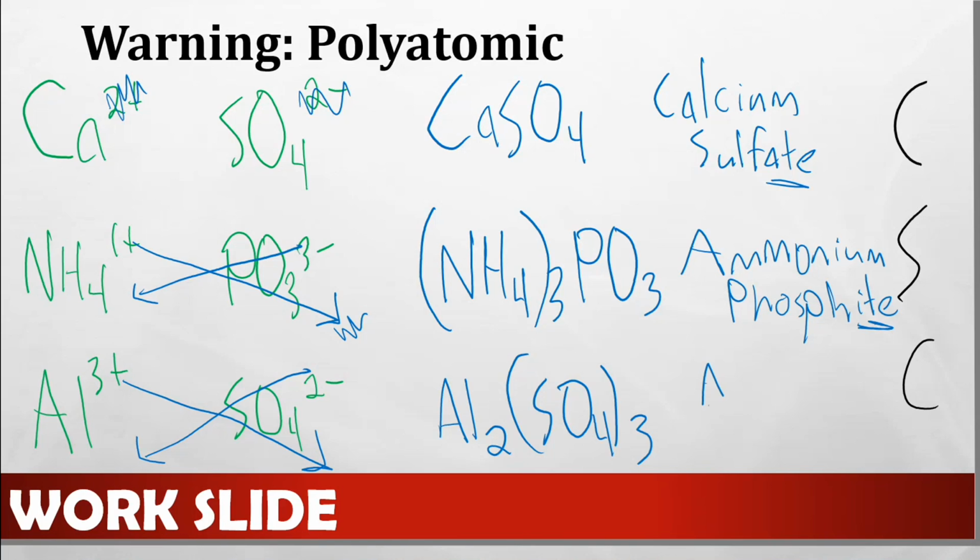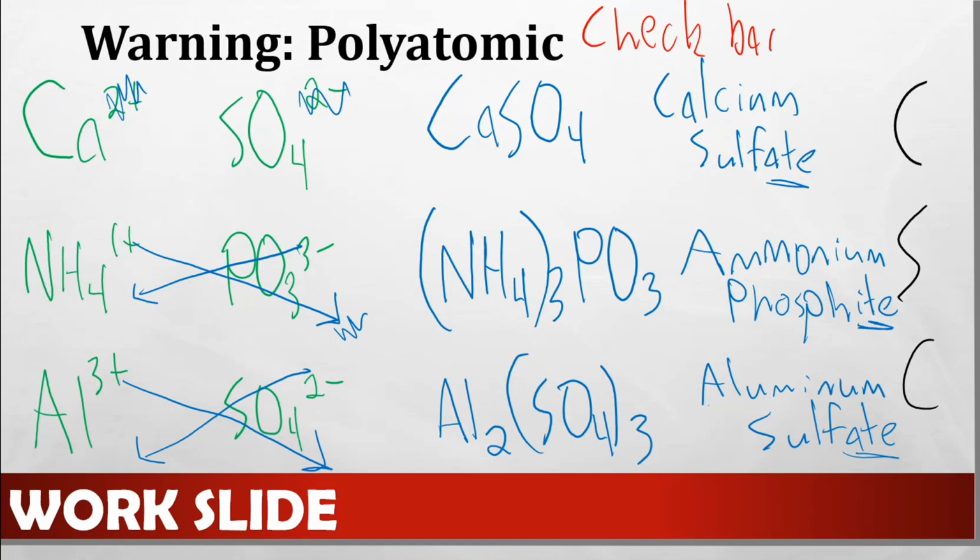And then here, Al is aluminum. And SO4 is still sulfate with my ATE ending. So in the end, when we are dealing with this, you are going to want to check the back of the table I gave you, because that has all the polyatomics that you're going to be dealing with. So there.